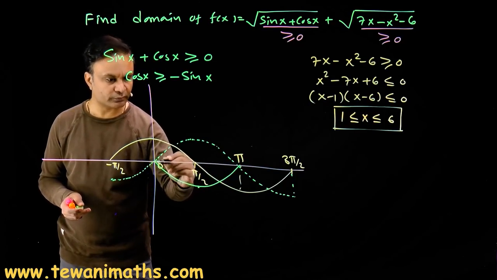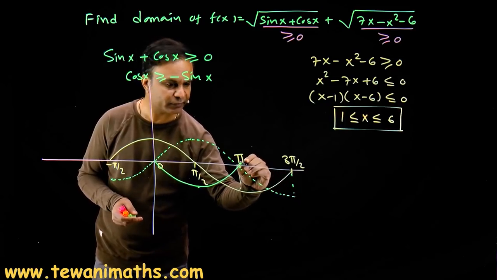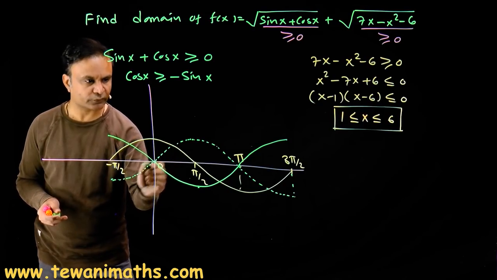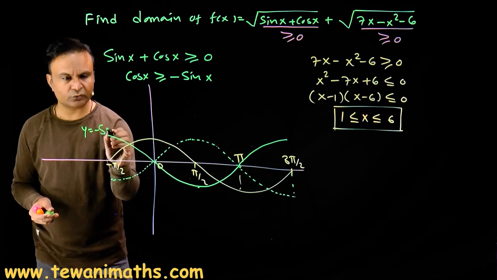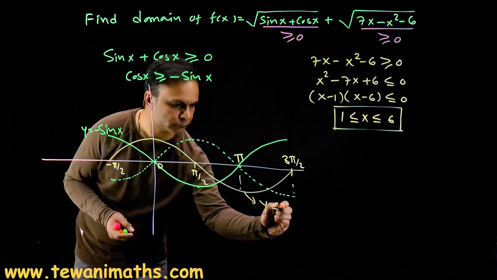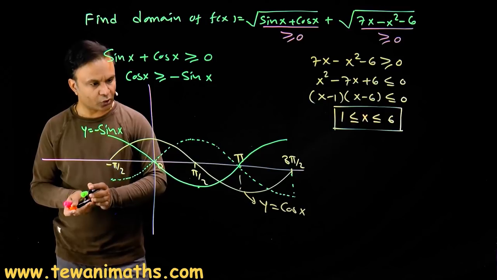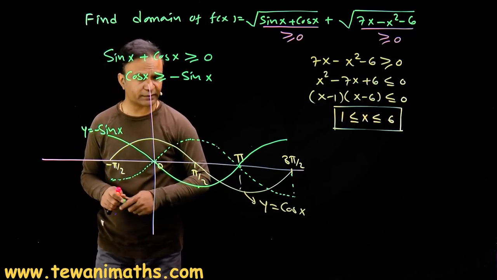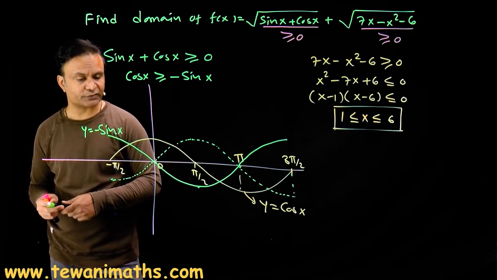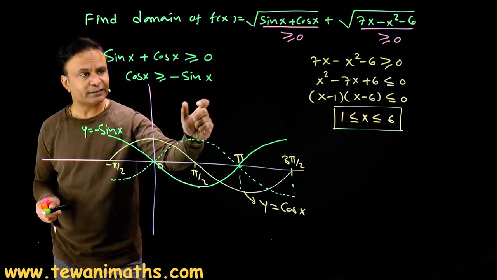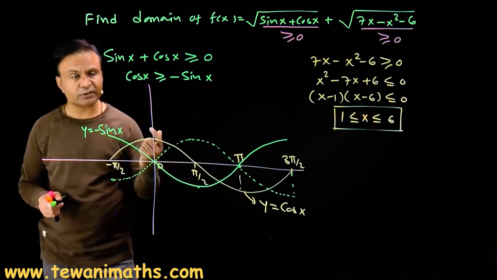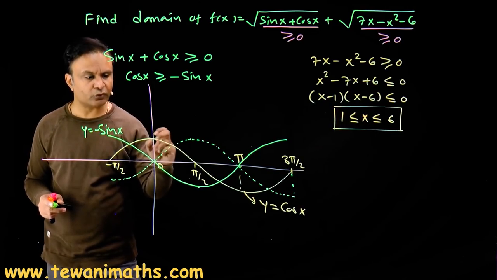Here sin x is positive, minus sin x is negative. Here sin x is negative, so minus sin x will be positive and here minus sin x will be again positive. So, this is the graph of y is equal to minus sin x and this is the graph of cos x. Now, we want cos x to be greater than or equal to minus sin x. That means the graph of cos x must lie above the graph of minus sin x. Cos x is greater than minus sin x. What does this mean? That the height of the cos x function must be greater than the height of the minus sin x function for a given value of x.